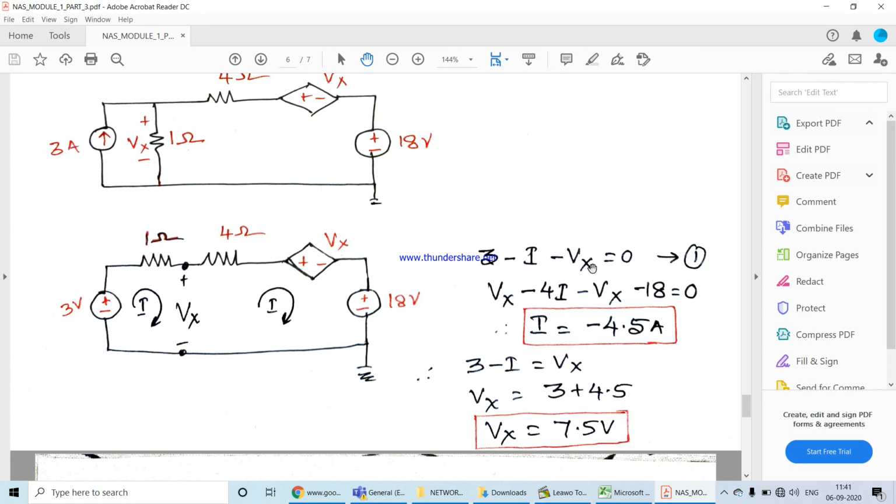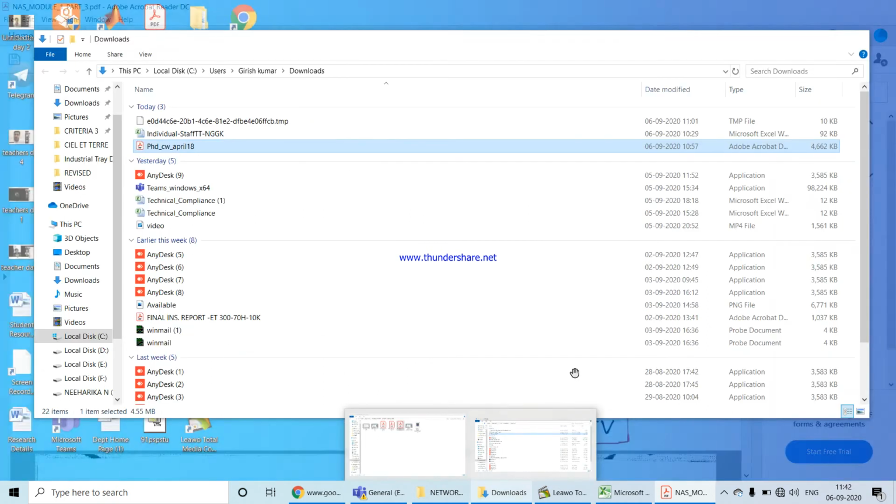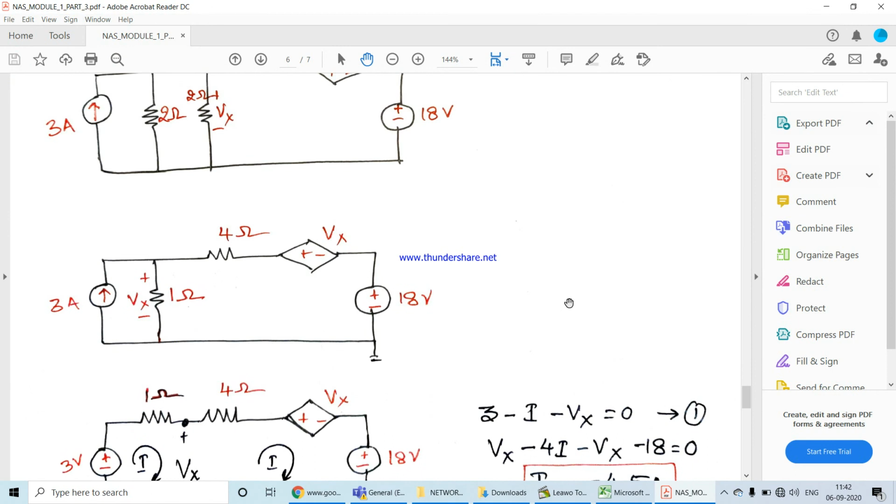Similarly, 3 minus I will be equal to Vx. So therefore Vx will be equal to 3 plus 4.5. Therefore Vx will be equal to 7.5 volts. How did I get this equation here? 3 minus I minus Vx equals 0. Therefore Vx would be equal to 3 minus I. So Vx equals 3 minus of minus 4.5, which is 3 plus 4.5. Therefore Vx will be equal to 7.5 volts. Clear? I hope this problem is clear to you.